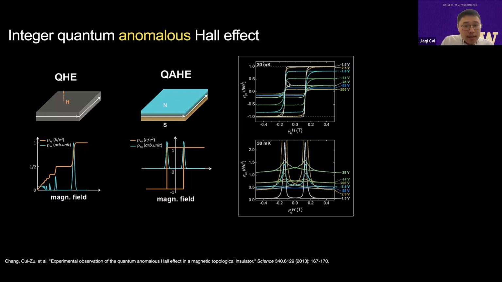The other hallmark, of topology inside the system, is the quantized Hall conductance. The Hall resistance is quantized at h over e squared, associated with a vanishing longitudinal resistivity.